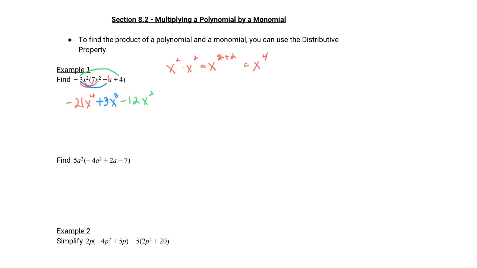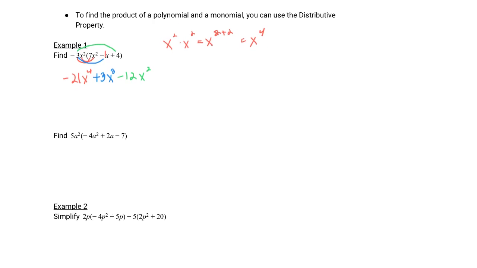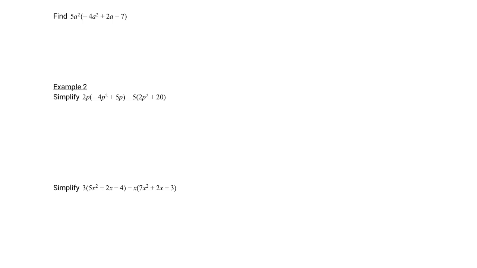All right. Please try the next one on your own. Okay, so we do the same thing. We multiply the coefficients and get negative 20. And a squared times a squared is a to the fourth. 5 times 2 is plus 10. A squared times a is a cubed. Last but not least, 5 times negative 7 is negative 35 a squared. Hooray, we did it.